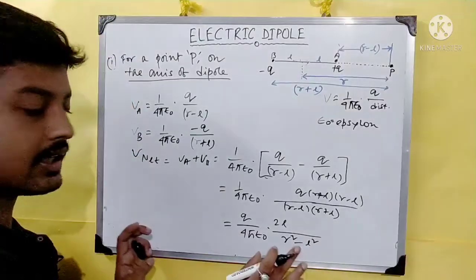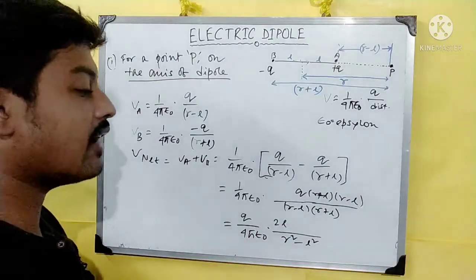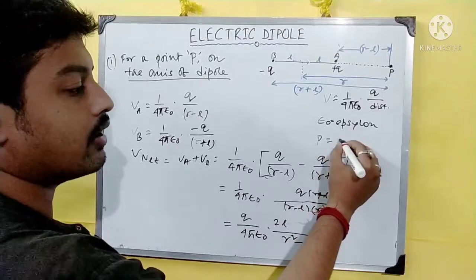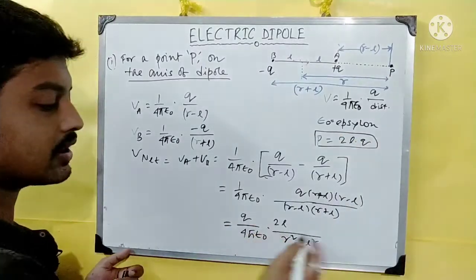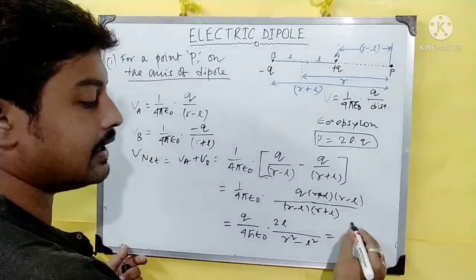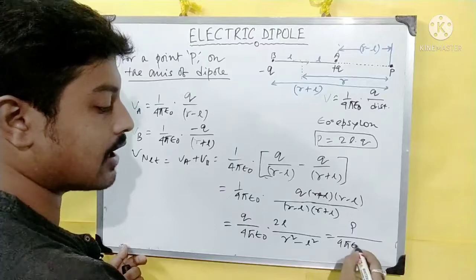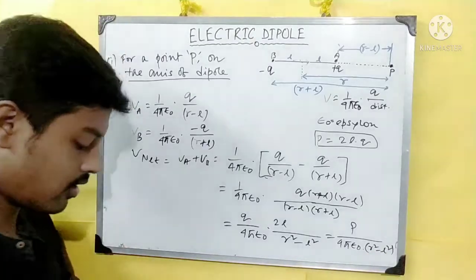As I have said earlier, see carefully, this upper part is becoming 2LQ, and we have just learned that the expression for electric dipole is 2LQ, isn't it? So this upper portion is becoming P, which is electric dipole, and 4 pi epsilon 0 into r square minus L square.